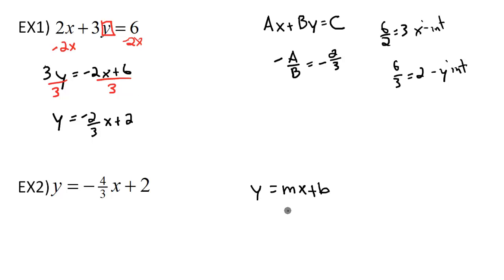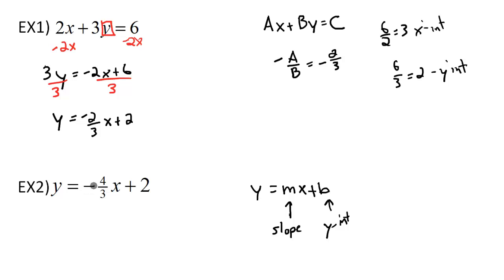Now we know that m is slope, okay, and then b is my y-intercept, and that's going to be the same as the information we pulled just a minute ago. Our slope is negative 2/3, which we said over here, and then our y-intercept is 2, which we said over here. So just a couple different ways to look at an equation.